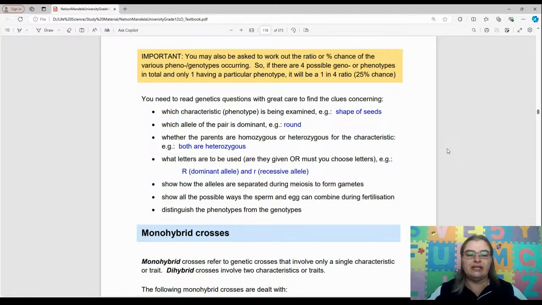And then we always ask what letters are being used, because if they didn't give us letters, we can select our own letters. But if they've asked you to use certain letters, please don't go and make up your own, because then it's going to result in no marks. So be very careful which letters they've asked you to use. We always do a capital for the dominant allele and a small for the recessive allele, okay? We show how the alleles are separated during meiosis to form gametes, and then we show all the possible ways that fertilization can combine, which is where we get the crossovers between the sperm and the egg, okay? We distinguish the phenotype from the genotype. Great. So let's keep going.